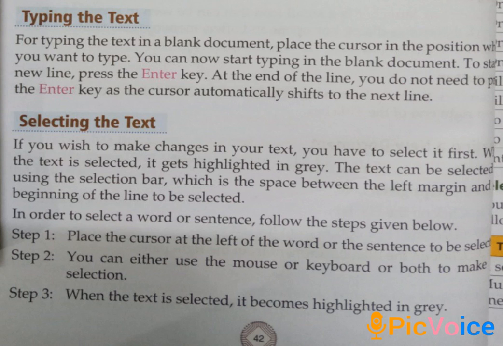In order to select a word or sentence, we have to follow 3 steps, and these 3 steps are: step 1 is place the cursor at the left of the word or the sentence which is to be selected. And step 2 is you can use either the mouse or keyboard or both to make the selection. And step 3 is when the text is selected, it becomes highlighted in gray color.